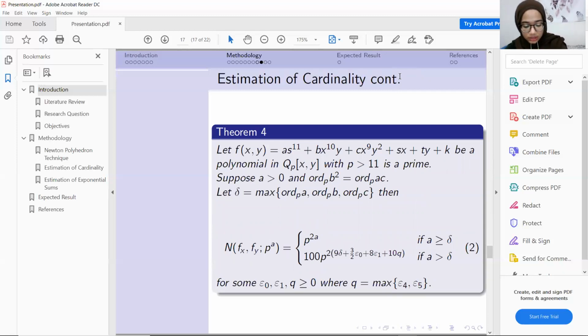Next is theorem 4. This theorem gives the estimate of the cardinality associated with f(x,y). Theorem 4 is the cardinality.